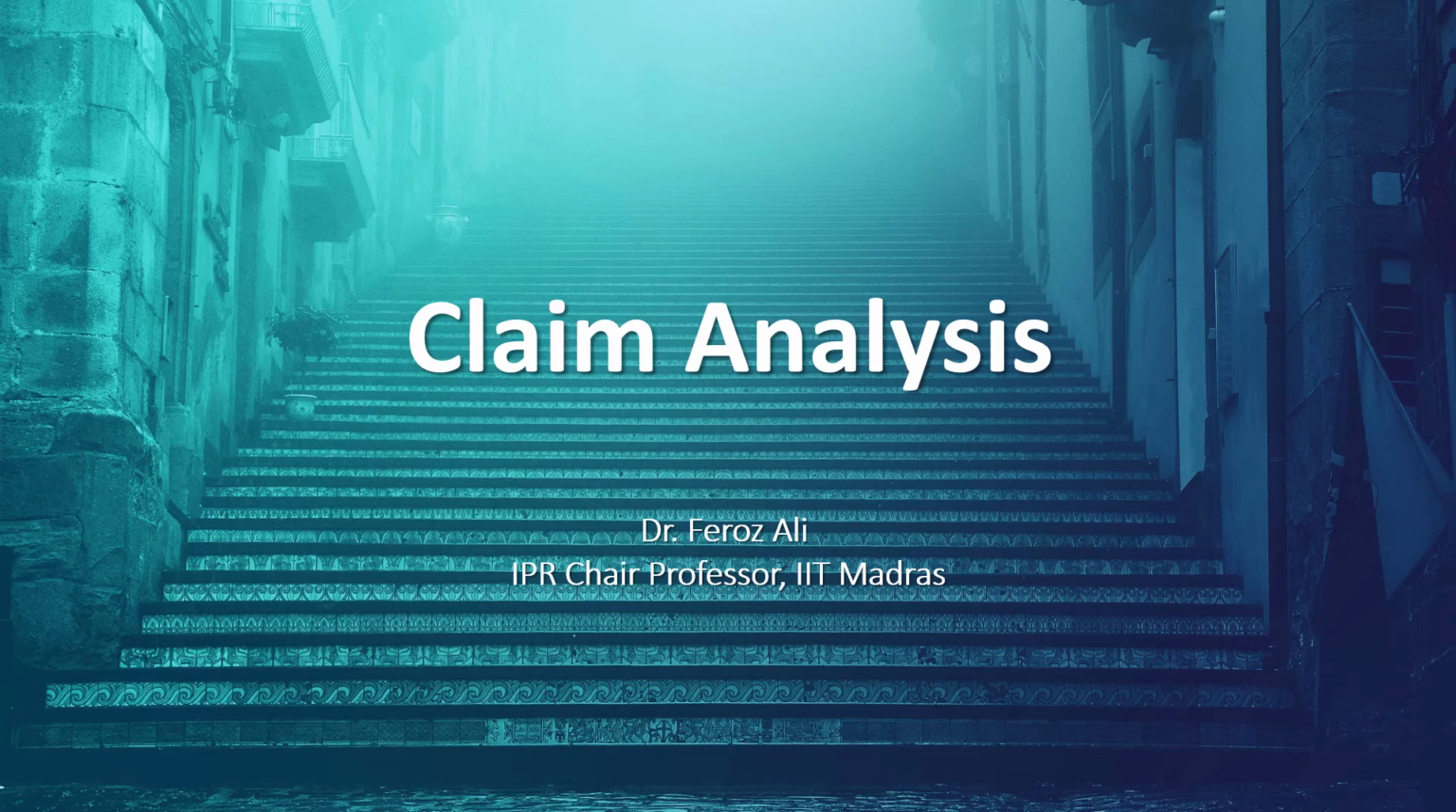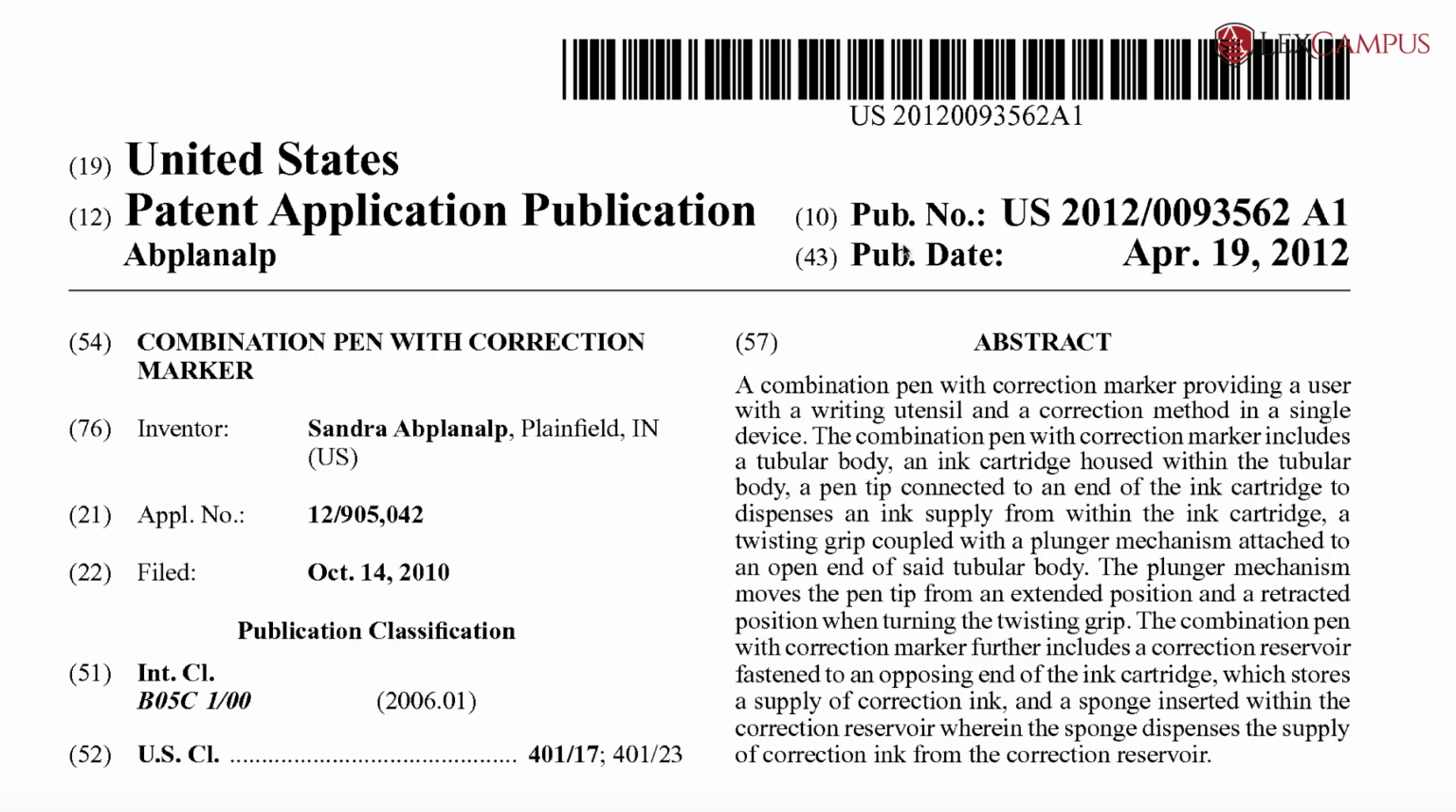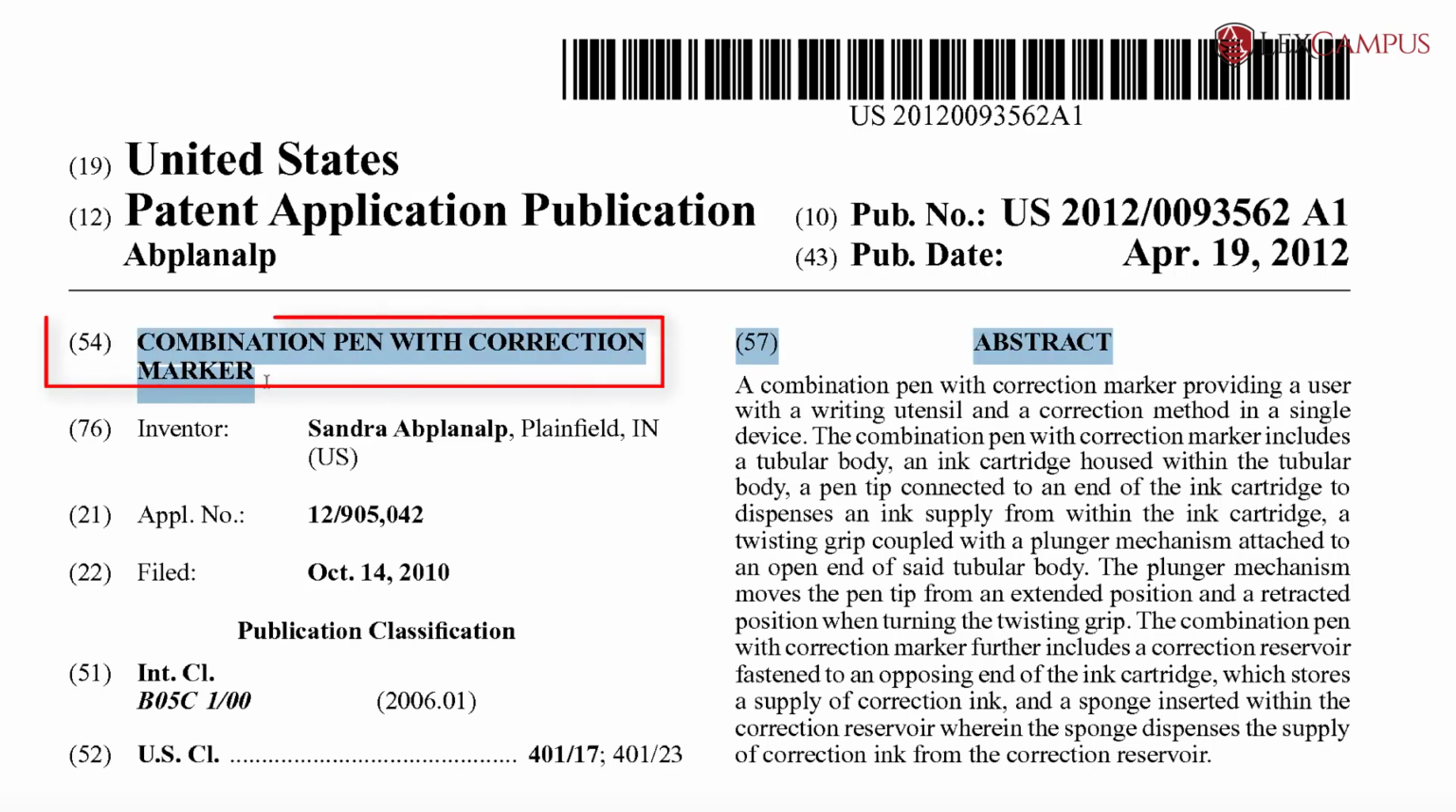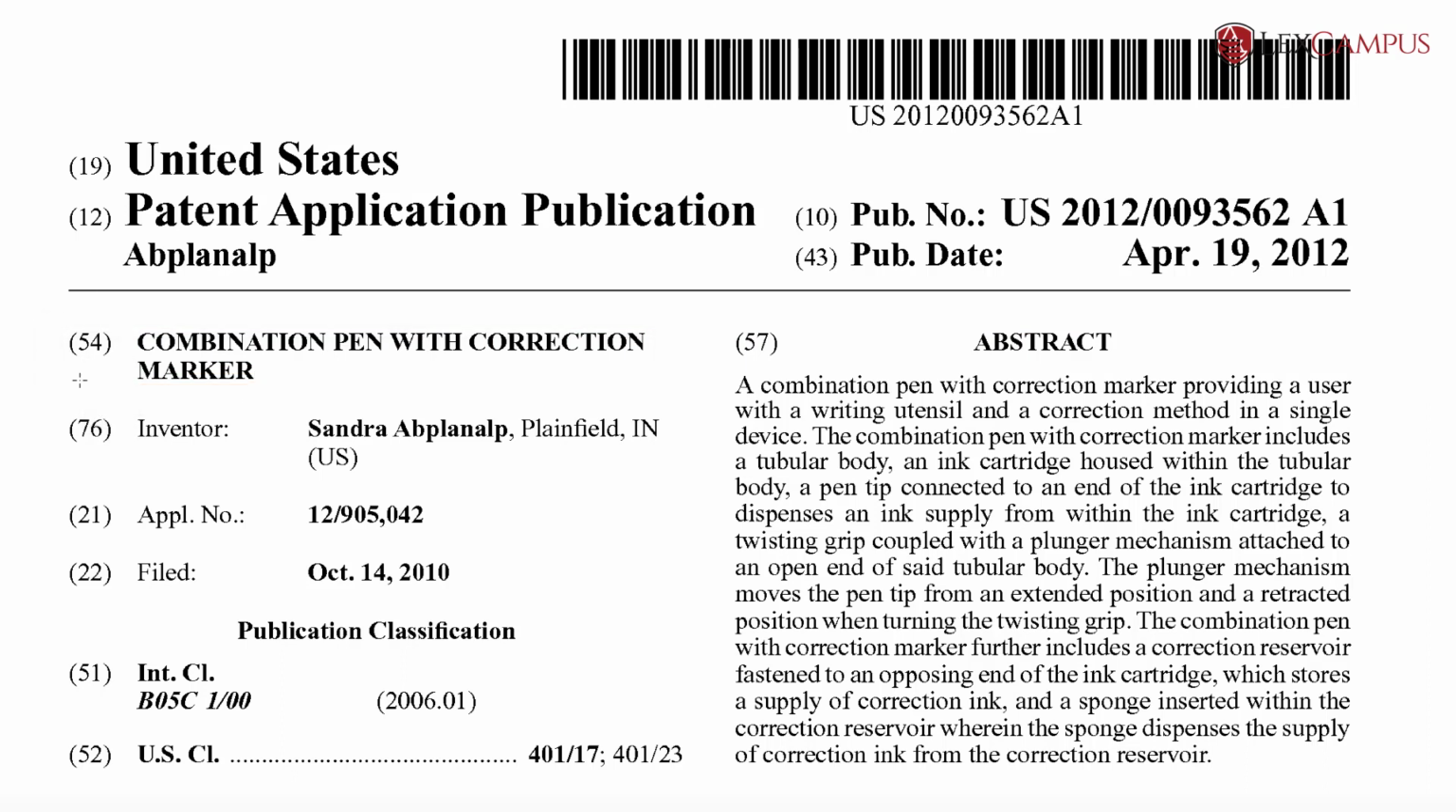Claim analysis. Now this is a United States patent and it has got some bibliographical details which you can see. And at 54, you will find the combination pen with correction marker. You can see that the title is mentioned here. Now these are numbers which signify different fields. 76 is inventor, 21 is application number, 22 is the date on which it is filed, and so on.